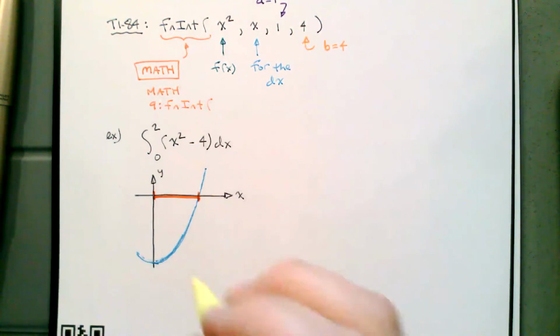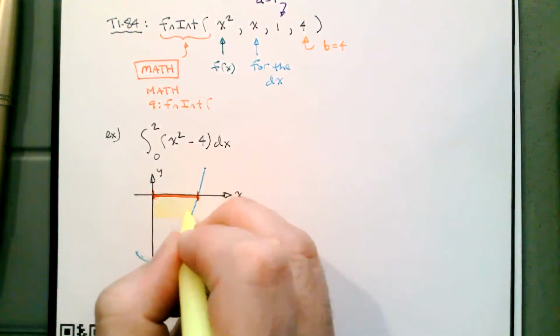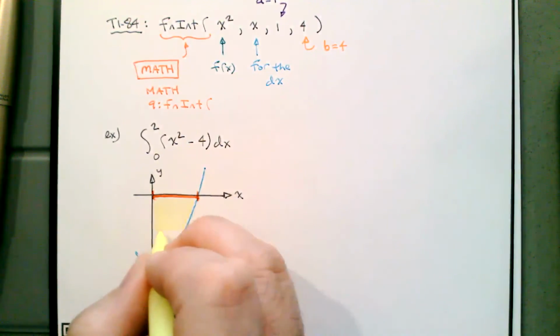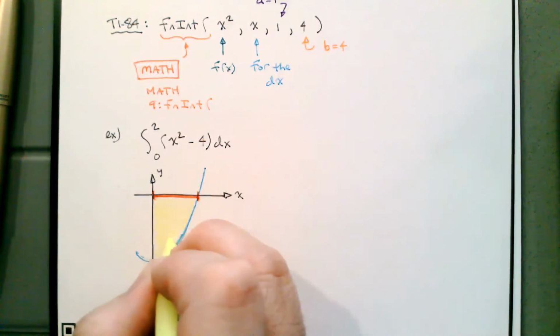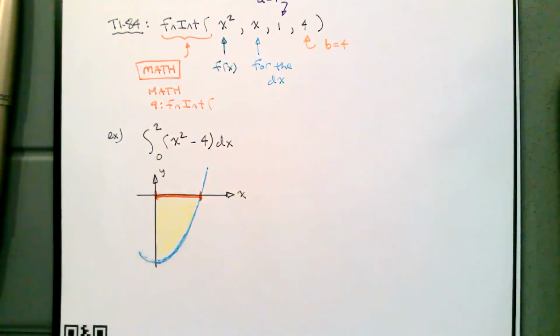So here, we're not going to be finding the area. There's no area under the graph and above the interval. X squared minus 4 is below the x-axis, so what we'll be looking for is area above the graph and under the integral, because on the interval from 0 to 2, the function is negative.